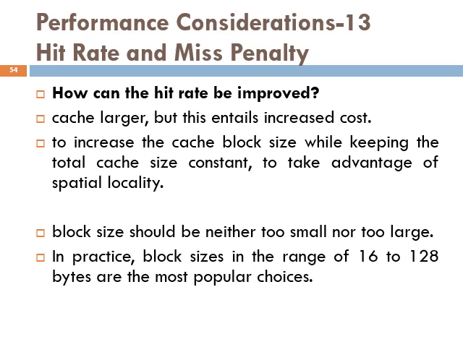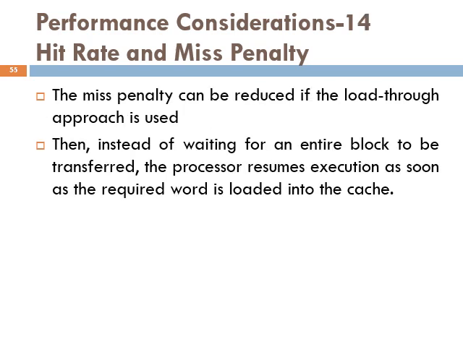are effective only up to a certain size, beyond which the improvement in the hit rate is often offset by the fact that some items may not be referred to before the block is ejected. Also, large blocks take longer to transfer and hence increase the miss penalty. The miss penalty can be reduced if the load-through approach is used when loading new blocks into the cache. Then, instead of waiting for an entire block to be transferred, the processor resumes execution as soon as the required word is loaded into the cache.